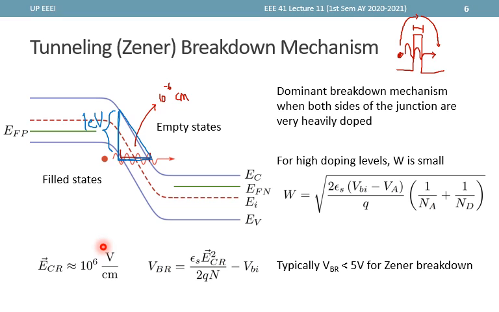Now we can plug that into our equation for VBR and find that the breakdown voltage for this to happen is typically below 5 volts. And since VBR is actually relatively small, we did not remove this term, okay, which is around 1 volt or near 1 volt.